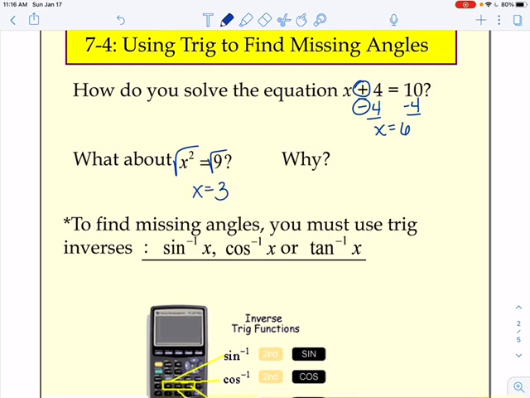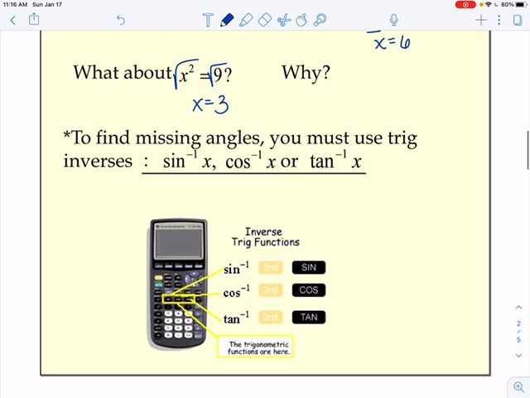So when we're talking about angles, to find missing angles, you're going to use the inverse of your trig functions. So this is how you would say what I just circled in blue. That's the sine inverse of x. This is the cosine inverse of x, or this is the tan inverse of x. So if you look directly above your sine, cosine, and tangent keys on whatever type of calculator that you have, right above them, you're going to see sine inverse, cosine inverse, and tan inverse.